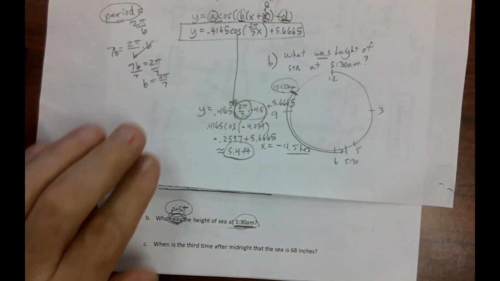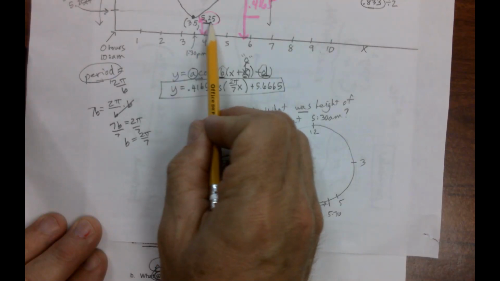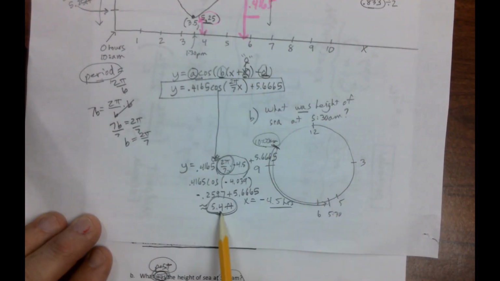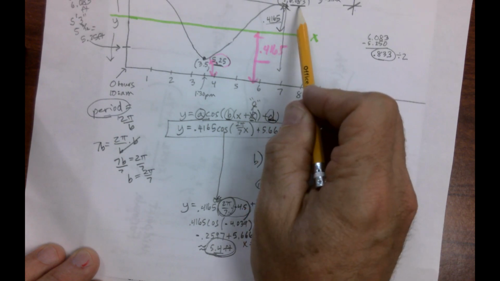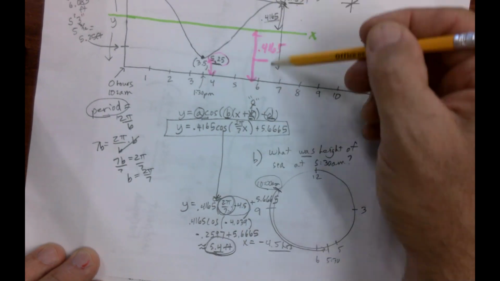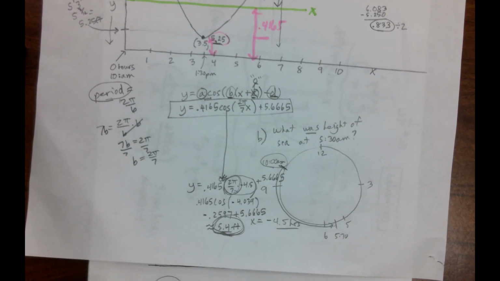Now, a little kind of a checkpoint. If this number is less than 5.25, you definitely did something wrong. If this number is greater than 6.083, you definitely did something wrong, because it's got to be fitting in here somewhere. So we're feeling pretty good about that. Now I'm going to hit pause and get ready for part C.